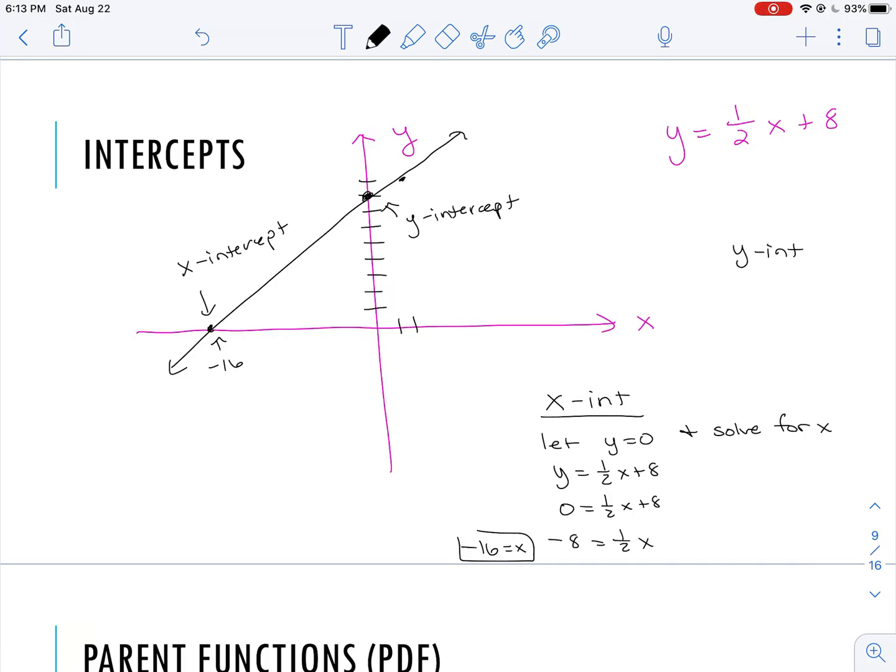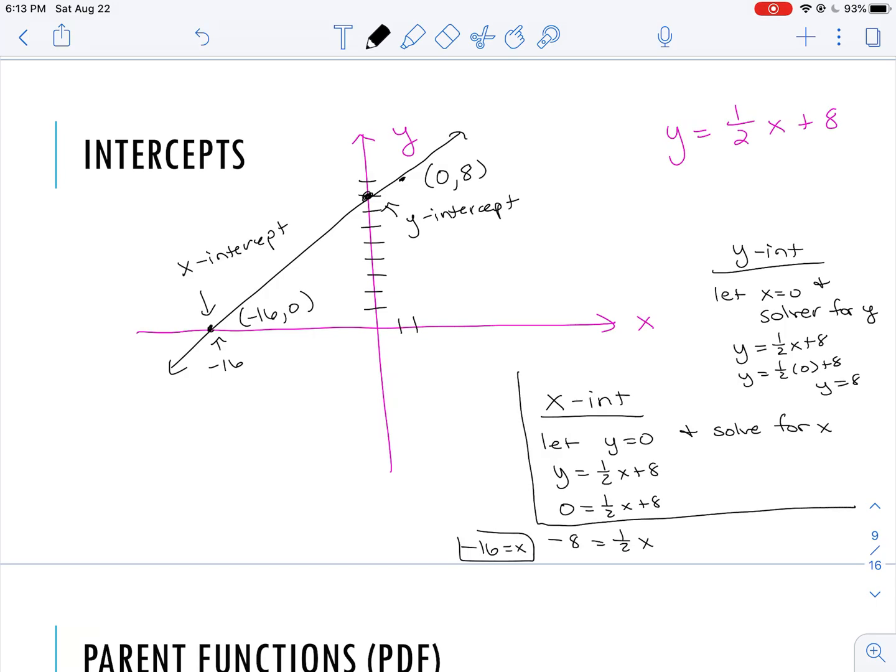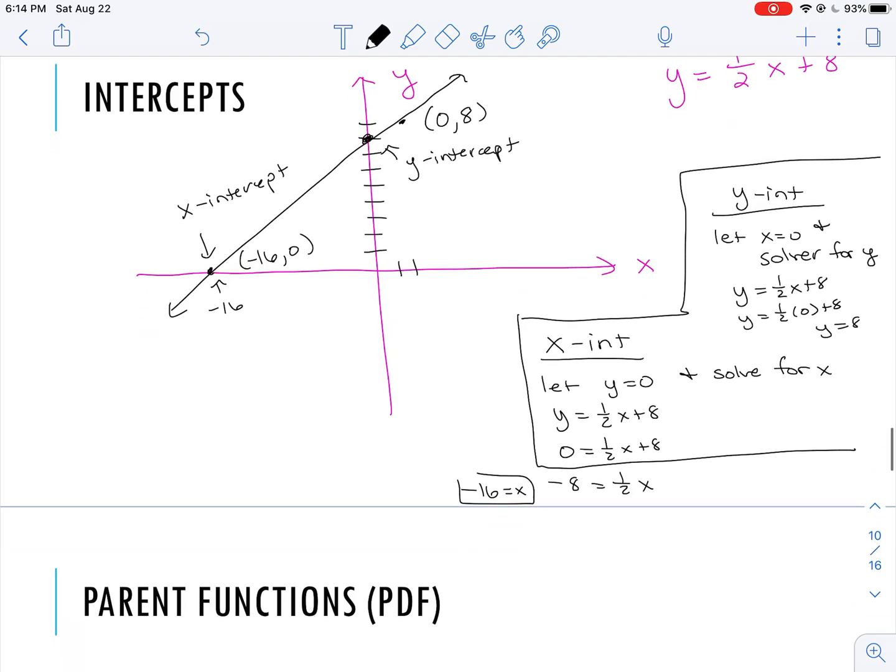To find a y-intercept, you let x equal 0 and solve for y. So in our example, we would say y equals 1/2 x plus 8. So y is going to equal 1/2 times 0 plus 8. So y equals 8 would be my y-intercept. And you usually list intercepts as ordered pairs. So this would be the point (0, 8), and this would be the point (-16, 0). It's the same process for any function, not just lines. You can use the let x equal 0 and solve for y, and let y equal 0 and solve for x process for any type of function to find its intercepts.